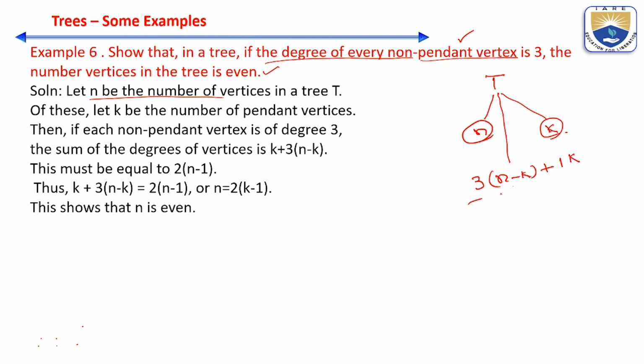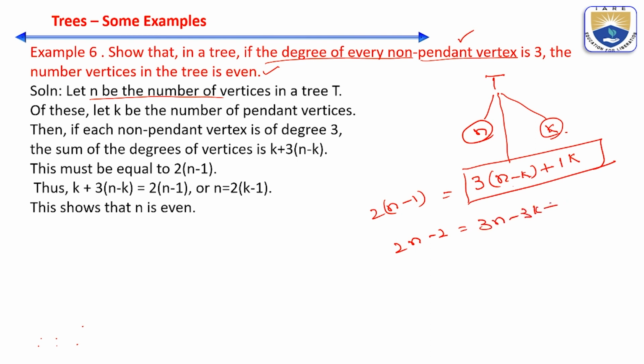So 1 into k. This is nothing but the sum of the degrees of the vertices, and it should be equal to 2 into n minus 1. So then we are going to simplify. 2n minus 2 is equal to 3n minus 3k plus k.